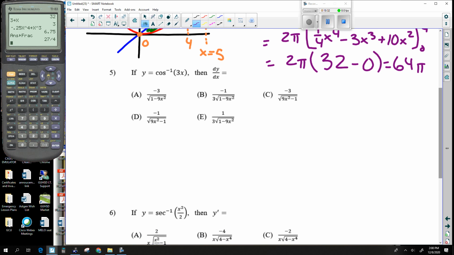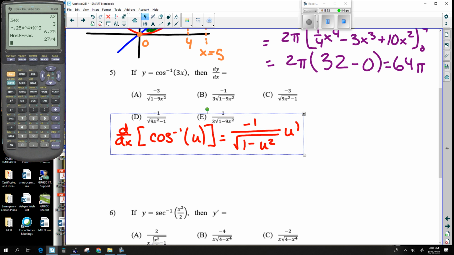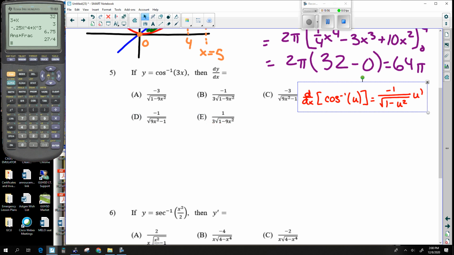All right, so here we have a derivative. Let's remind ourselves what the derivative of an inverse cosine is. An inverse cosine is negative 1 over the square root of 1 minus u squared, times u prime. That's what our base derivative is.